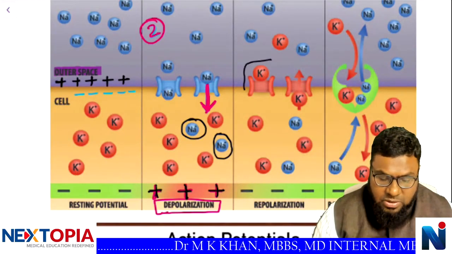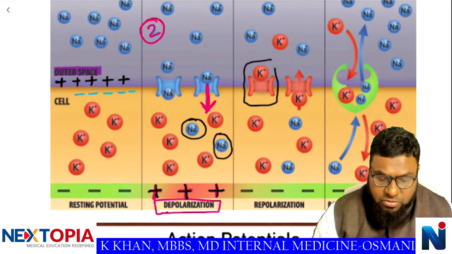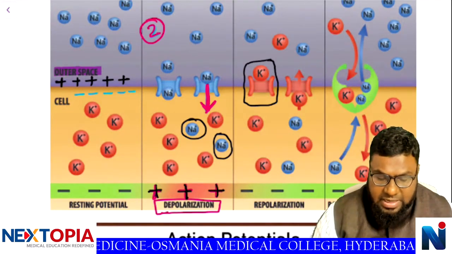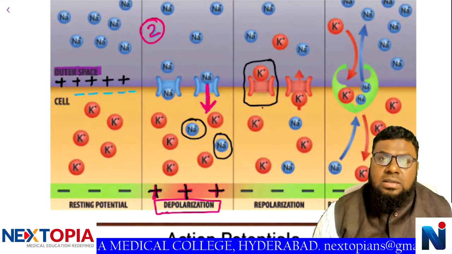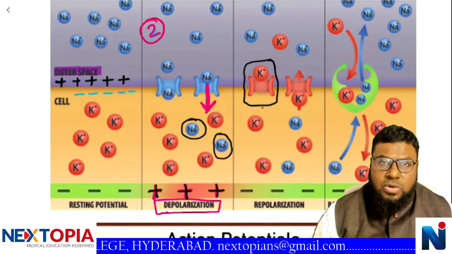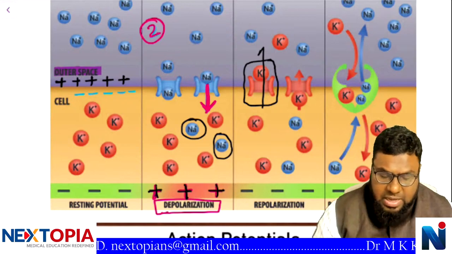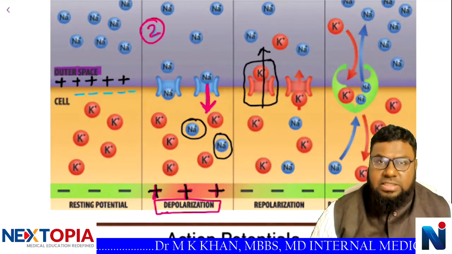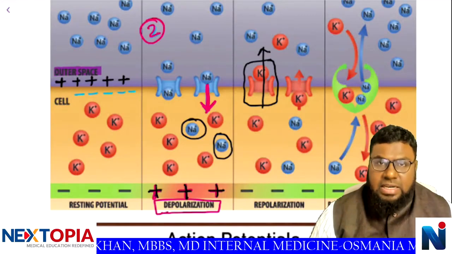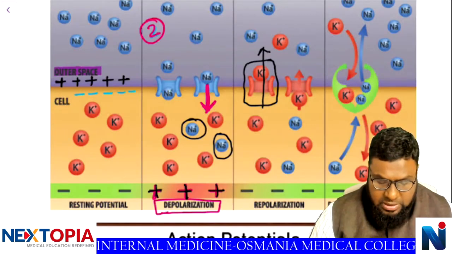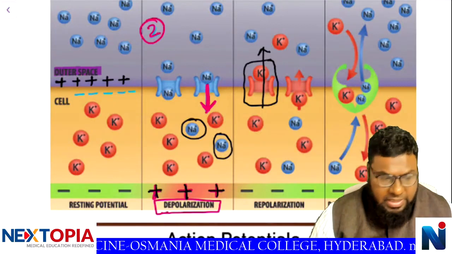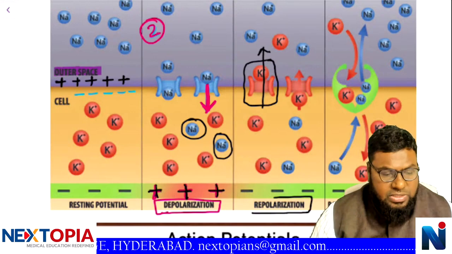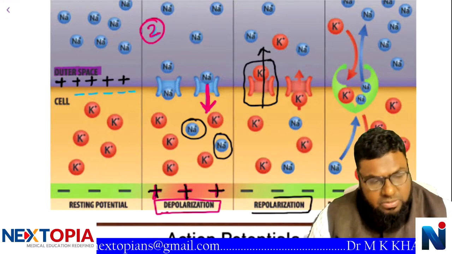Voltage gated potassium channels will open. This will help in the movement of potassium outside the cell. Because of the movement of potassium outside the cell, the cell is again losing the positively charged ion, and this becomes a repolarized state. So resting potential is followed by depolarization, followed by repolarization.